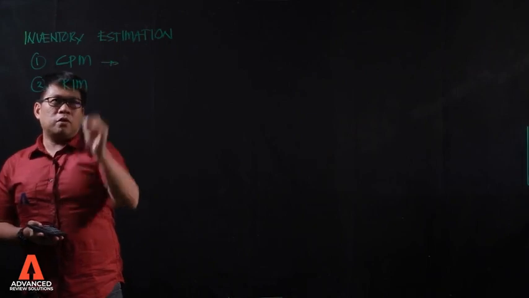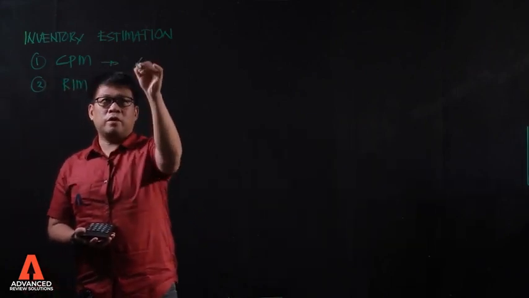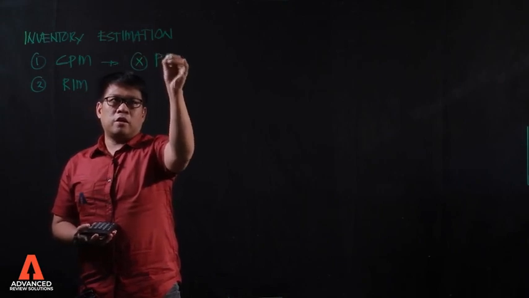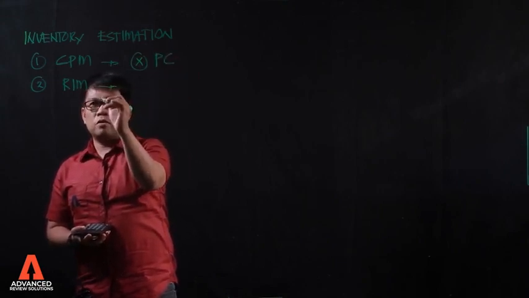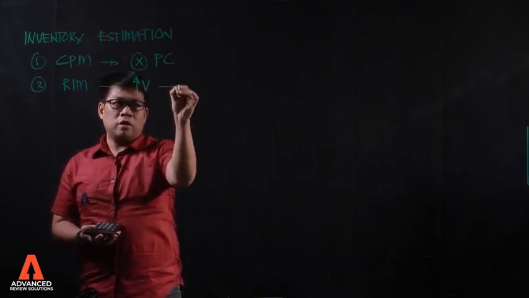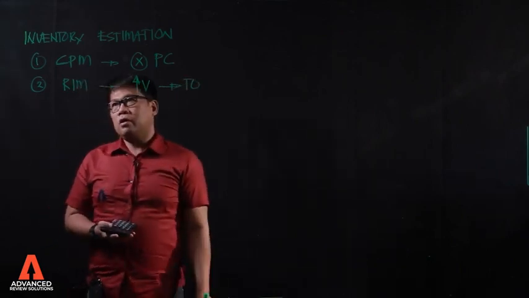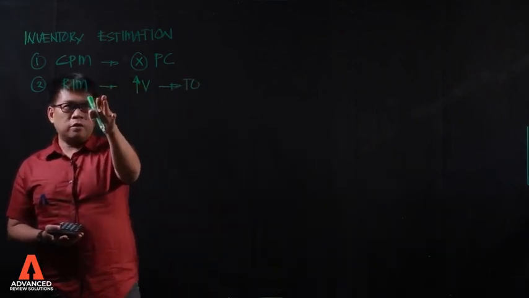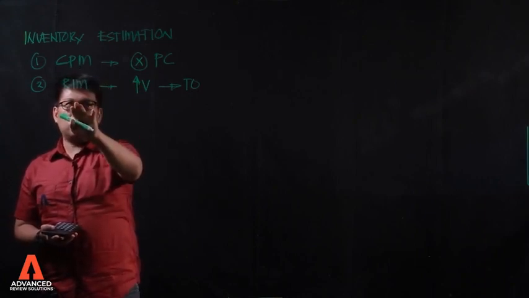Under the gross profit method, you will use this method if you cannot conduct an actual physical count. And the retail inventory method will be used if there is a large volume of inventory and there is a fast turnover of inventory. Okay? Again, there are two methods under inventory estimation. One is the gross profit method and the other is the retail inventory method.